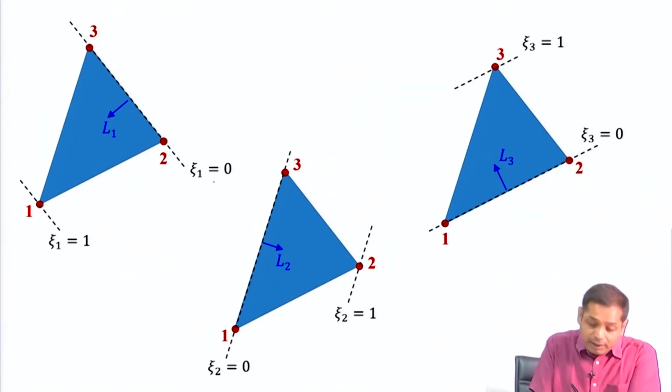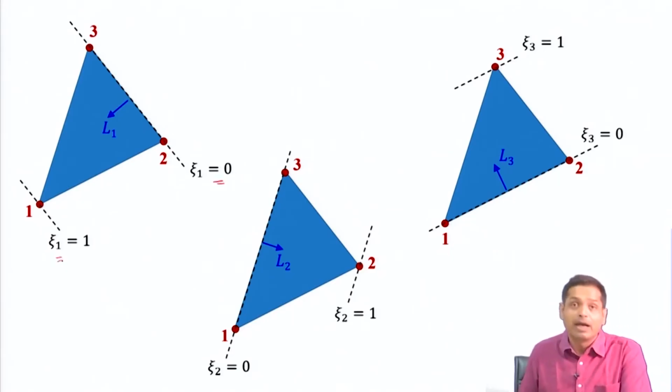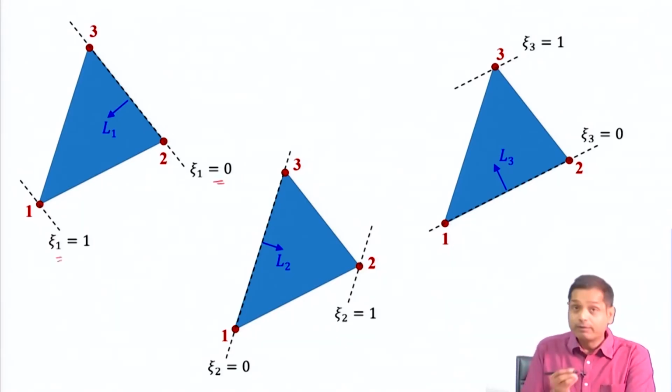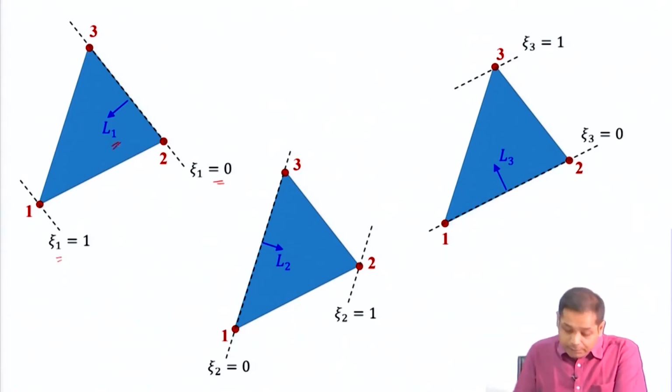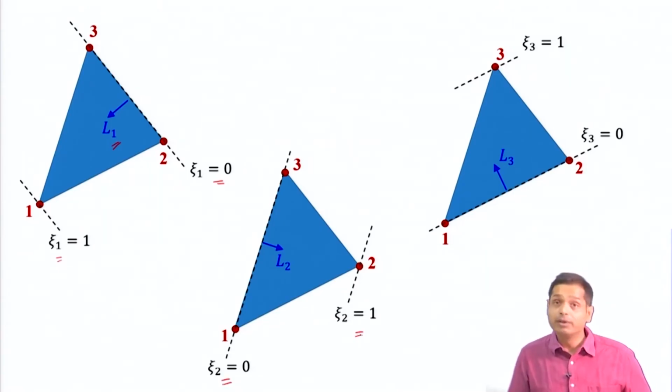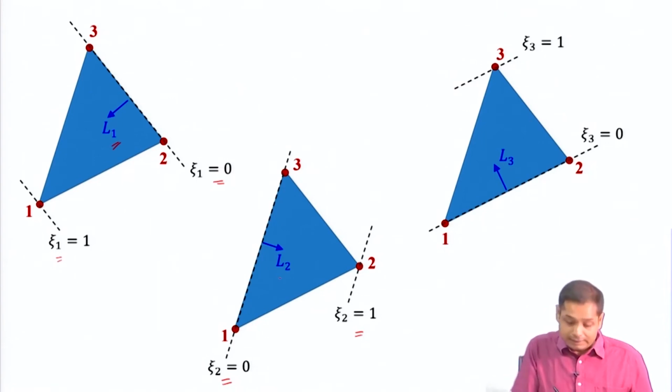So at this point xi1 will be 0 and at this point xi1 will be 1 for the triangle, and this is the direction of L1. Similarly, for node number 2, here xi2 will be 0 and here xi2 will be 1, and the direction is normal to this line. And similarly for node number 3, xi3 will be 0 and xi3 will be 1.